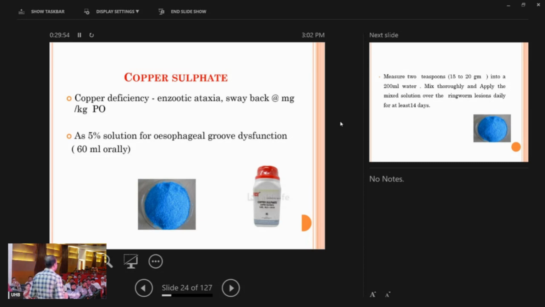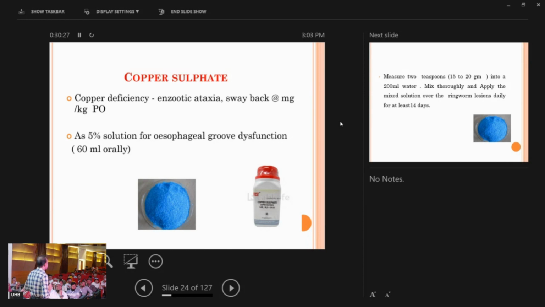For example, the farmers will tell you the calf is around 2 months old, active, alert, feeding habit everything is normal, but frequently there is regurgitation through the nostrils. It's a common complaint. That is incomplete closure of the esophageal groove while the rumen is developing. At such a time, the animal may regurgitate through the nostrils or oral cavity. So you can supplement 5% copper sulfate solution, 60 ml orally for 2 or 3 days, so that slowly it will become normal.